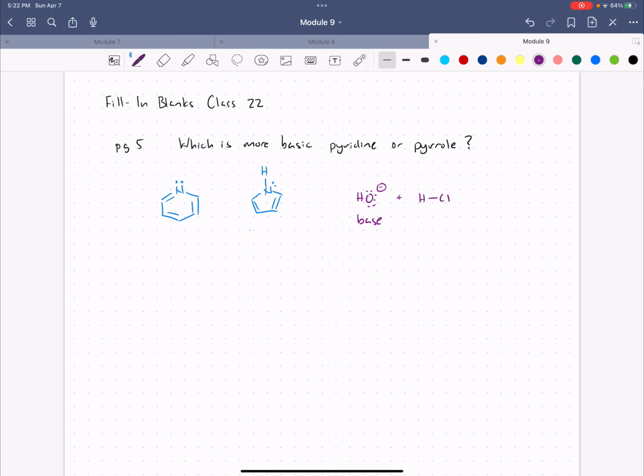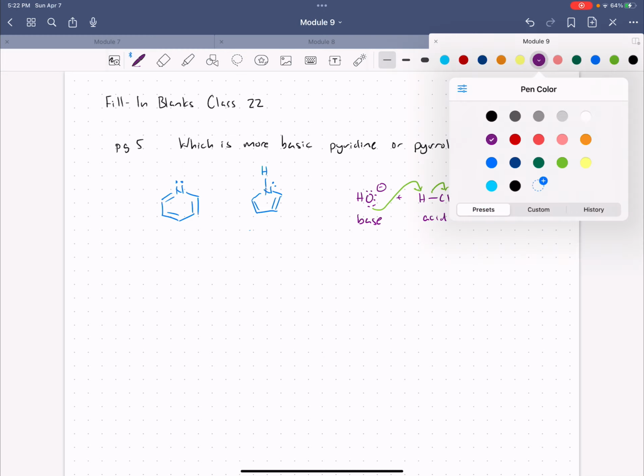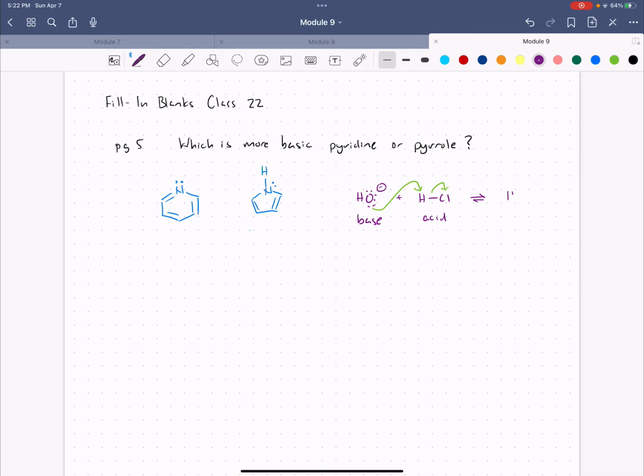So for instance, we have this: HO minus plus... water, plus Cl minus. For it to be a good base, we have to have a very stable conjugate acid, right? So this is close. It's neutral, so it's more stable than the HO minus, a stable conjugate acid.